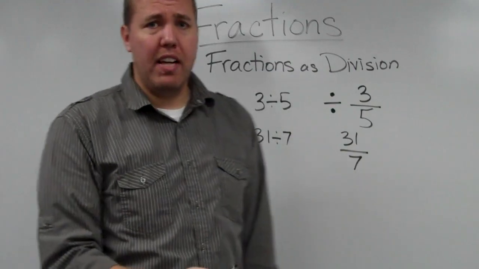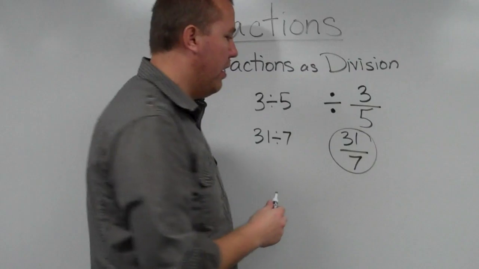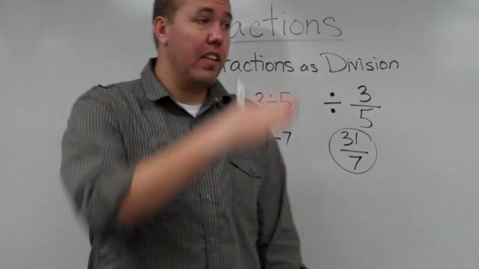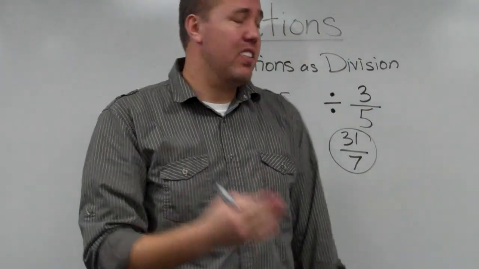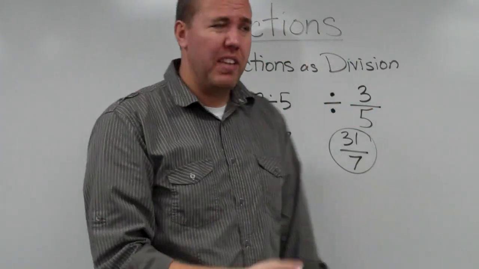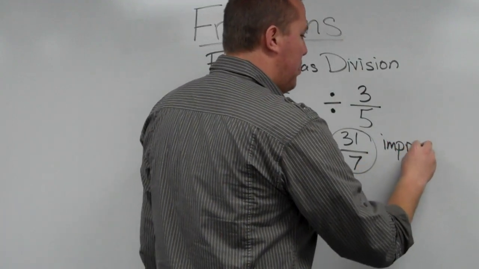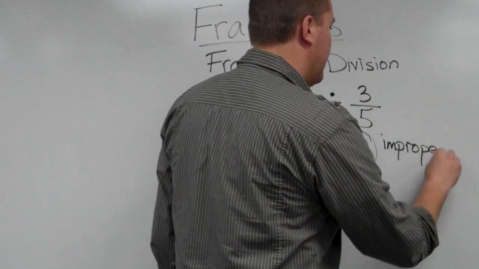Now when we want to figure it out, we're going to come up with a new type of fraction. This is 31 sevenths. The numerator is bigger than the denominator. The top is bigger than the bottom. It's not very stable. It's not what we like. That's called an improper fraction. Improper means it's not proper. It's not what we expect coming from fractions.